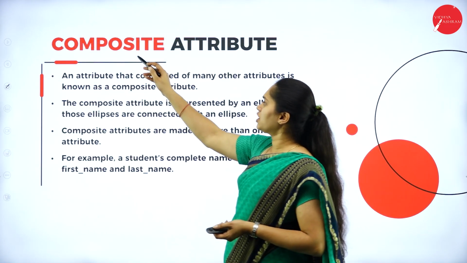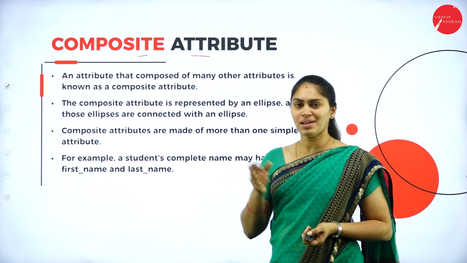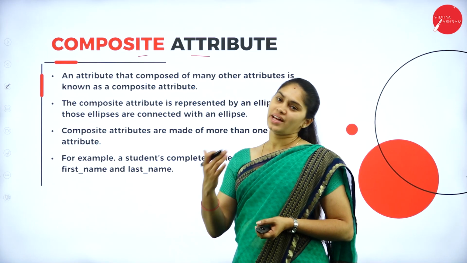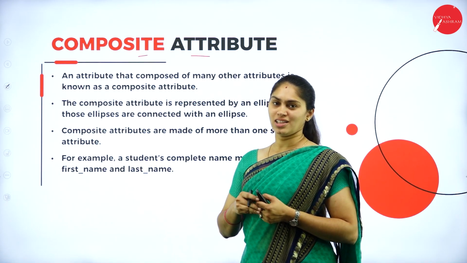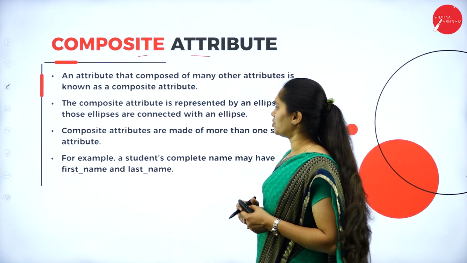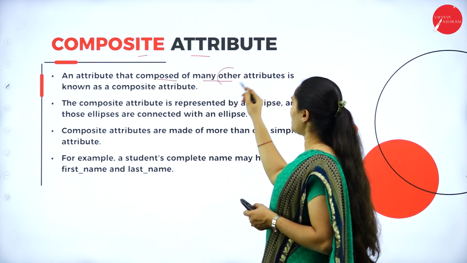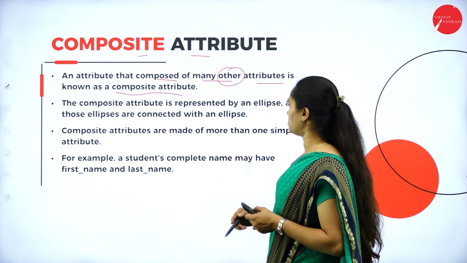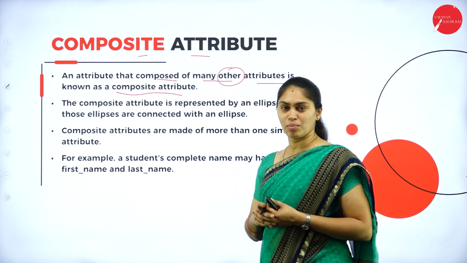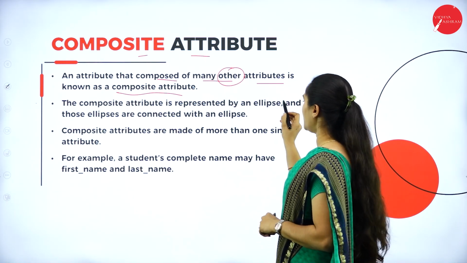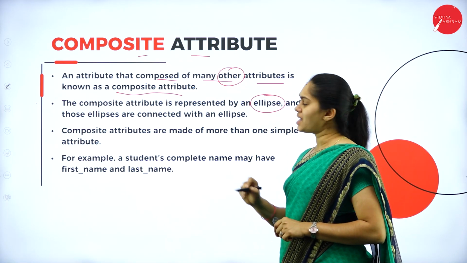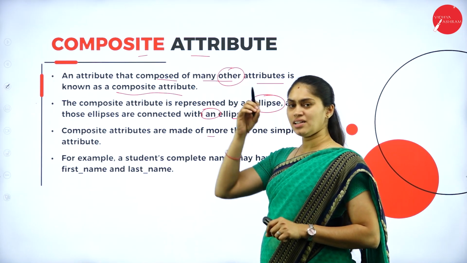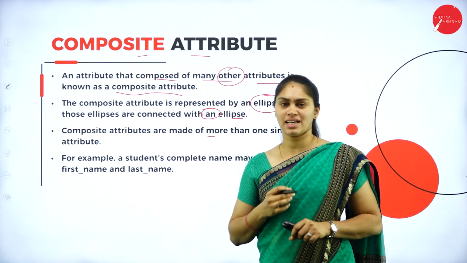Next, what we have is composite attributes. As the name indicates, composite comprises or is made up of more than one simple attribute. An attribute that is composed of many other attributes, we call a composite attribute. How do we represent this composite attribute? It is represented with the help of an ellipse, and that ellipse is connected to other ellipses. That is because it is not going to have a single value.